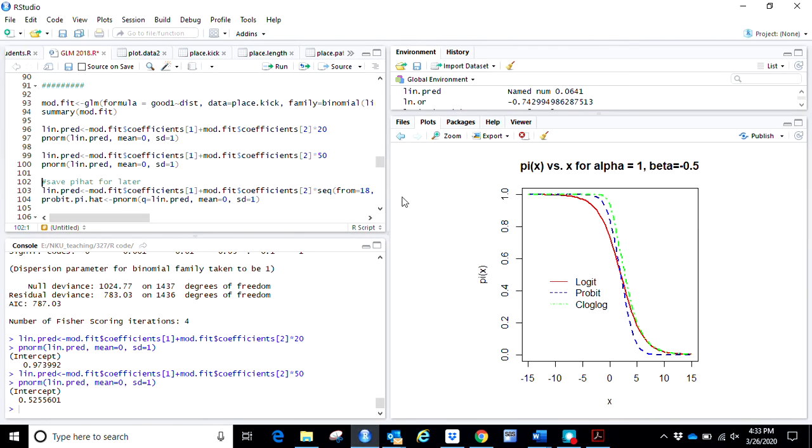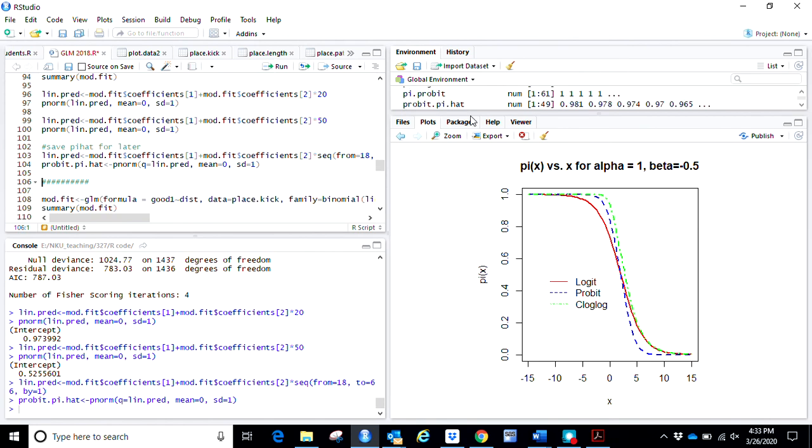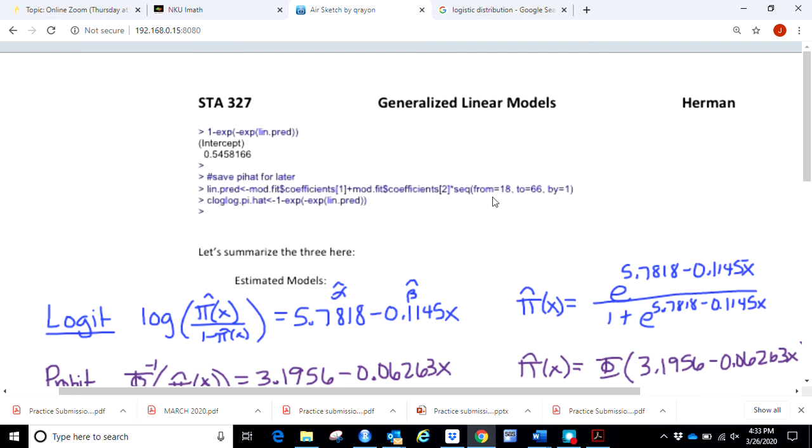So let's actually run that code here in R as well. So now if I look up this Probit pi hat, you'll see it's full of all these different numbers. So this is for 18 yards, 19 yards, 20. So you can see there's our 20-yard estimated probability of success. So now it has all of the values in there for distances of 18 to 66. Then I'm just going to be doing the same thing for my complementary log. So same idea, I'm using the same sequence from 18 to 66 by 1, but then making sure I use my correct function for the complementary log.